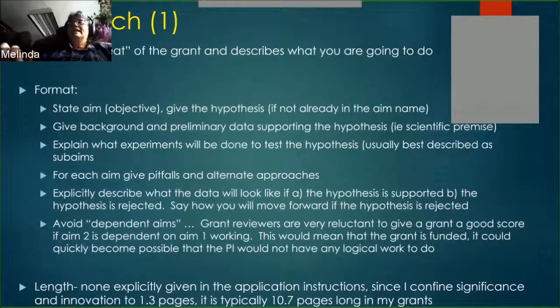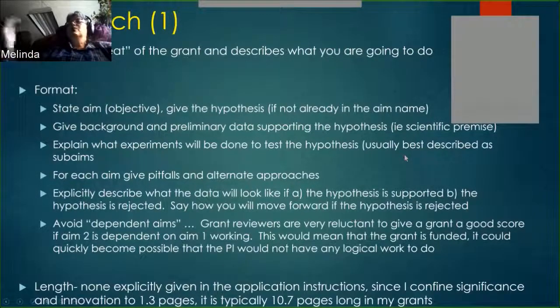I then will give the background and preliminary data supporting that hypothesis. So I typically don't front load a lot of the aim specific background and preliminary data in the significance section. I tend to put it in the approach section. And that is basically justifying the hypothesis. You can explain what experiments, or in your case, analyses will be done to test that hypothesis.